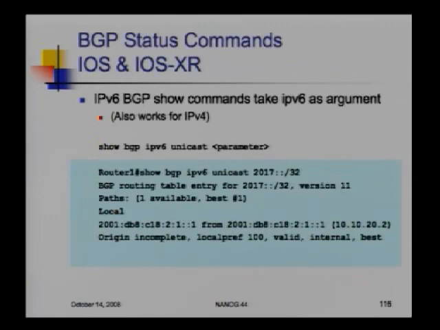Okay, the status commands, looking at iOS and XR, they actually share the same status commands: show bgp ipv6 unicast, which will show you the unicast routing table for v6. There's also show bgp ipv6 unicast for a particular prefix, and you see the neighbor they actually learned the prefix from.